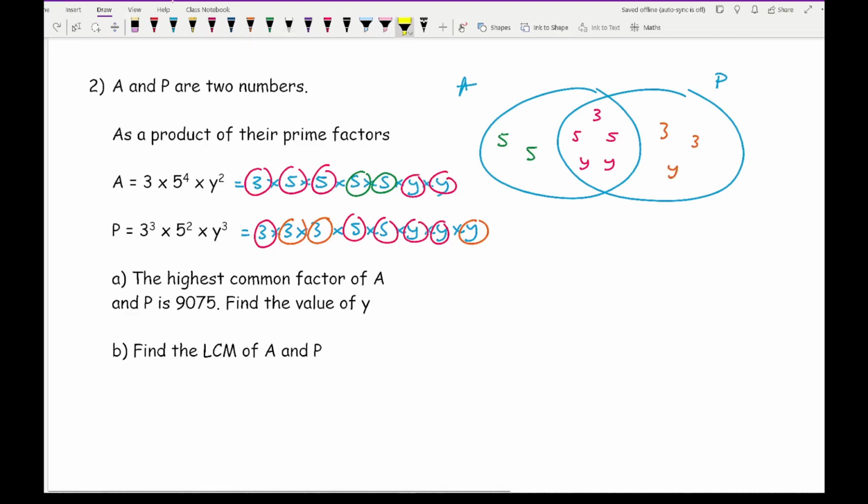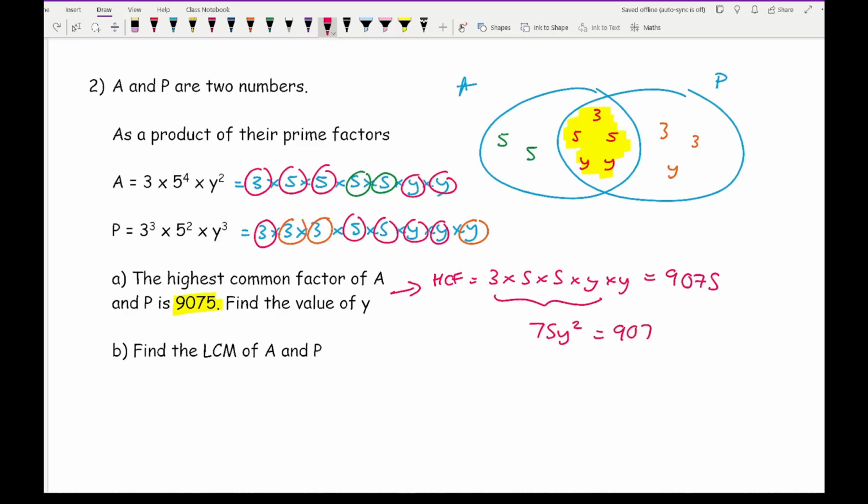So then to find the highest common factor, which they've said is 9,075, that's basically all the things in the middle multiplied together. So from this we get the HCF equals 3 times 5 times 5 times y, and that all multiplies together to give me 9,075. So simplifying the left hand side, I get 75y squared equals 9075. Divide both sides by 75 and I get y squared equals 121. So therefore y equals 11.